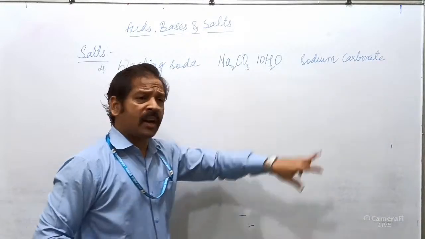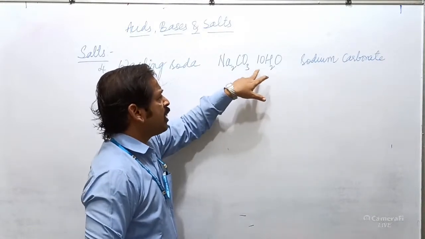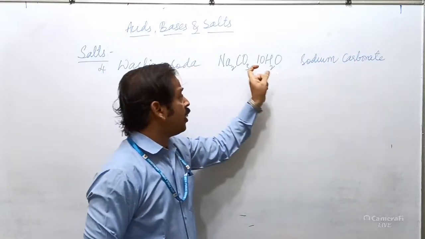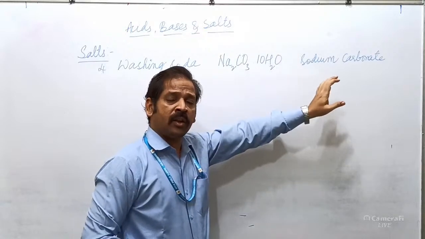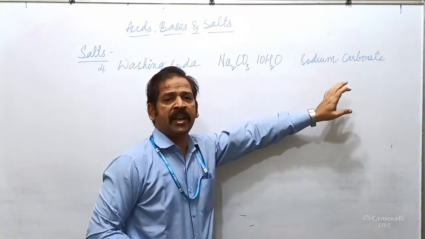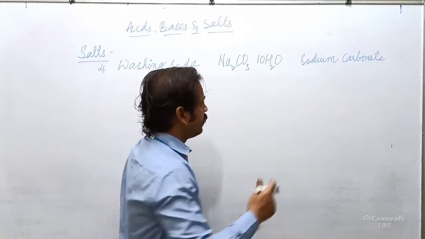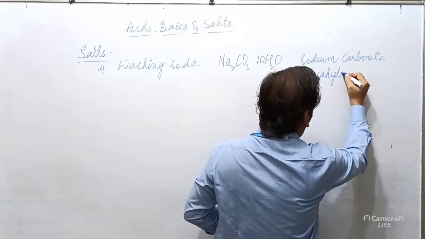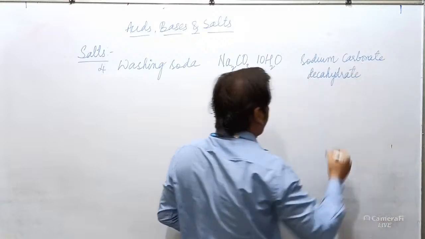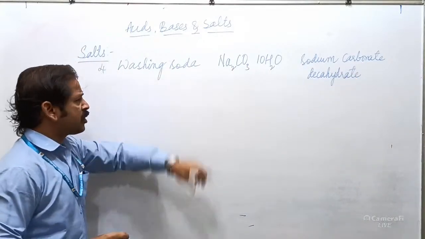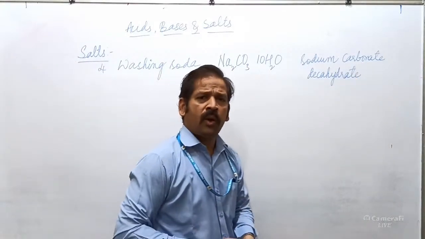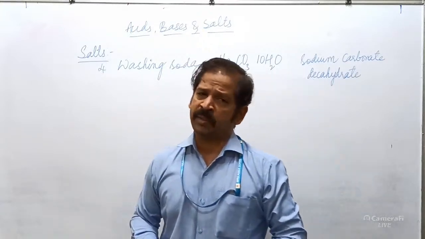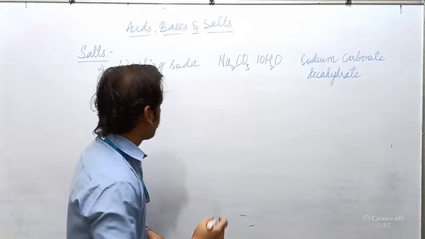Even the water content is there along with this sodium carbonate. It is also called sodium carbonate decahydrate, because 10 molecules of water are present. Okay, this is all about washing soda. All of you have seen it; it is used in homes. How is it prepared? That is the first point.